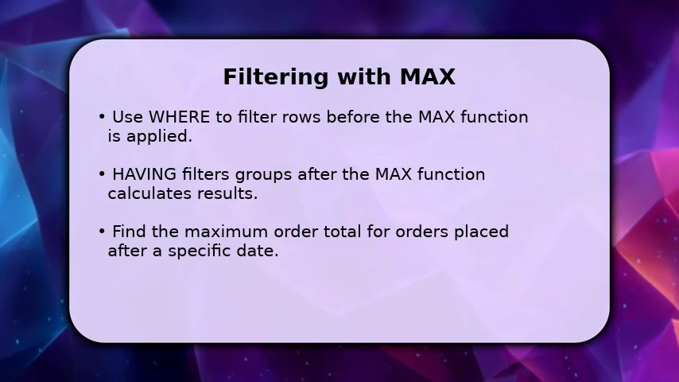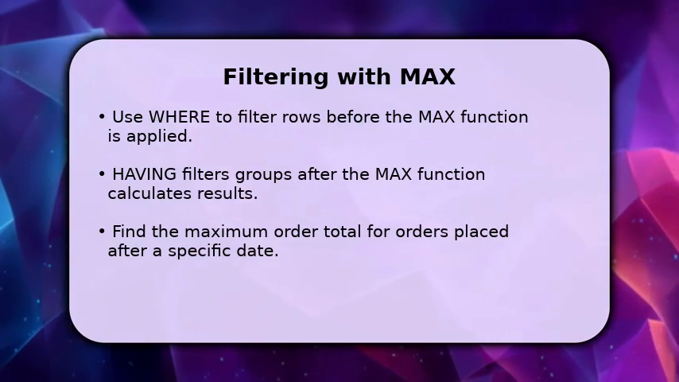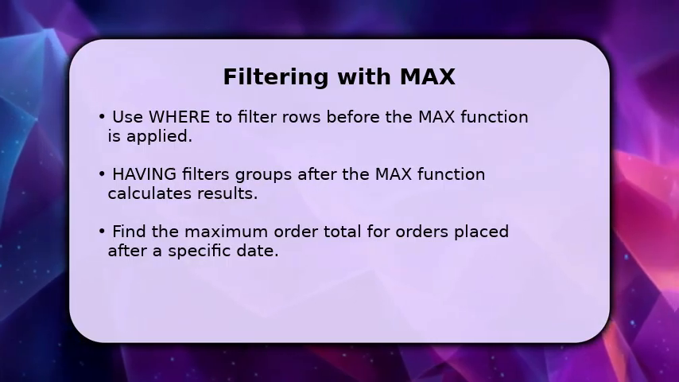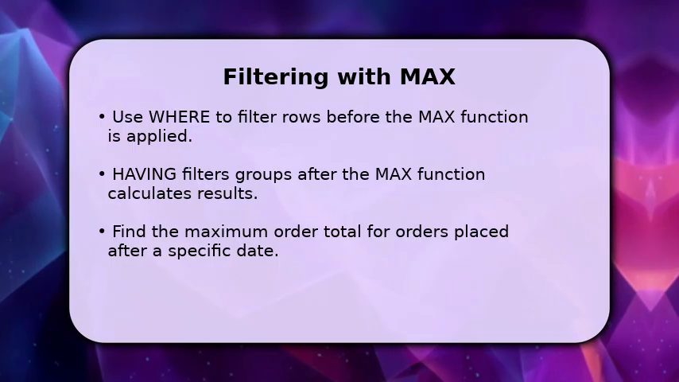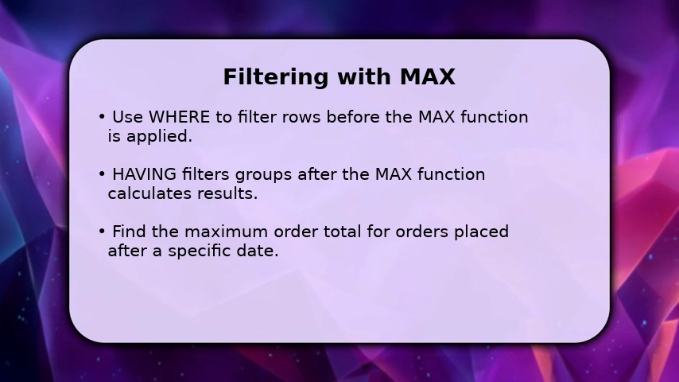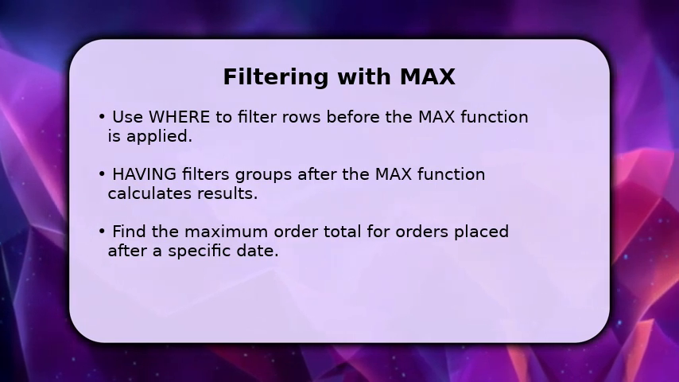When filtering with MAX, it's important to understand the difference between WHERE and HAVING. The WHERE clause filters individual rows before the MAX function is applied. For example, you might find the maximum order total for orders placed after a specific date.